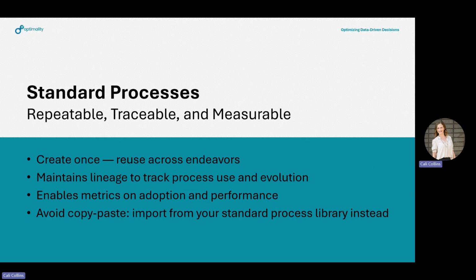And finally, let's talk about standard processes, one of the biggest levers for repeatability and continuous improvement. If you know you'll be doing the same series of activities repeatedly, either within a single endeavor or across multiple endeavors, the best practice is to create a standard process and then import it into each endeavor. Doing this keeps lineage, meaning you can see exactly where each activity or task came from, how many times that standard process has been used, and how it's evolved over time.